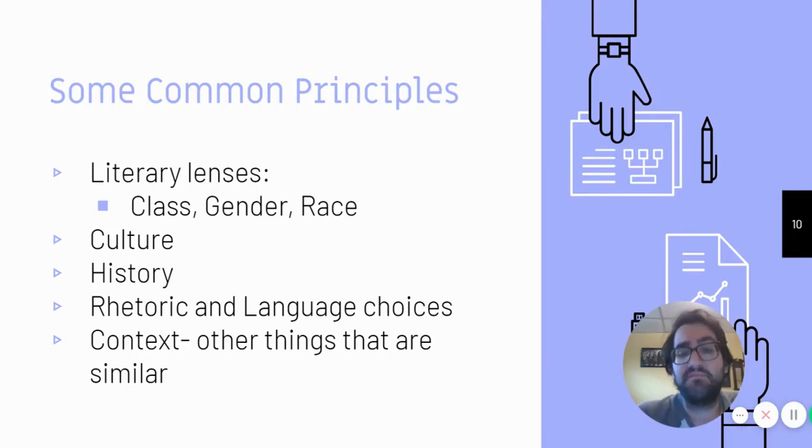Here are some common principles of analysis that we use. Some of them are actual lenses that we talked about before, literary lenses: class, race, and gender, or sexuality. Those are really important things. If I'm looking at a children's story from the point of view of a gender lens, I might see that certain female characters are excluded and not given the same rights as certain male characters.